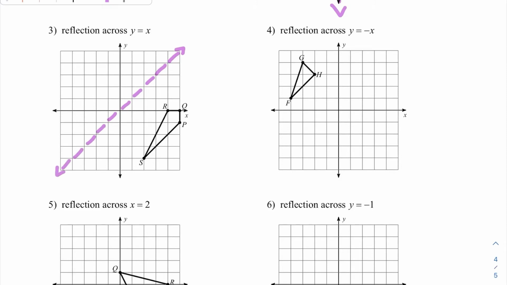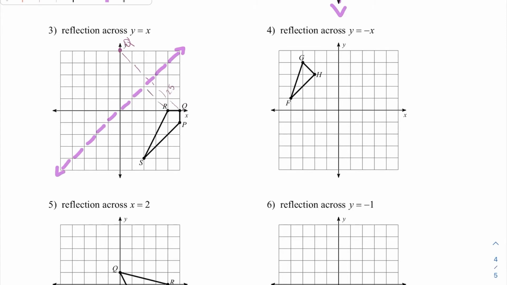So let's start with point Q. From point Q to the line, we are going to have to move diagonally. So we have to go 1 box diagonally, 2 boxes diagonally, and then a half box diagonally. So we are going diagonally 2.5 boxes. So you're going to continue 2.5 boxes on the other side of the line going in the same direction, and this will give you your new point Q.